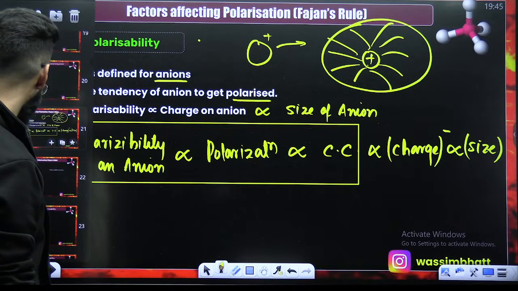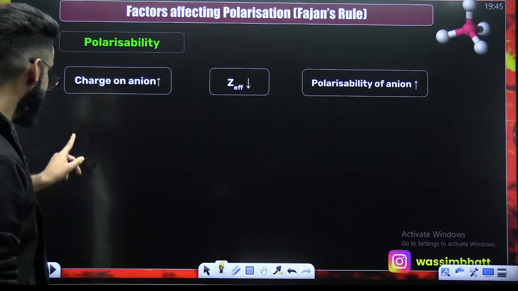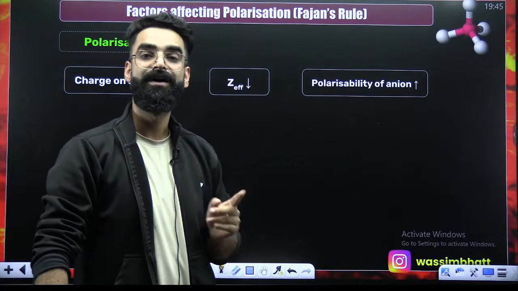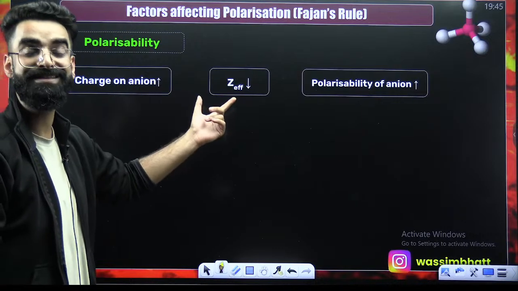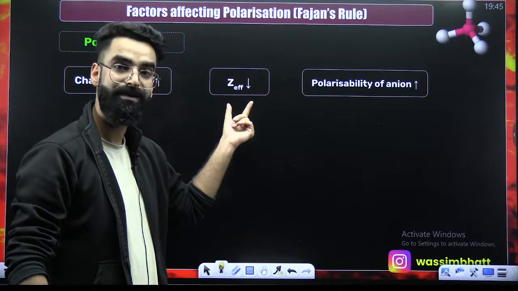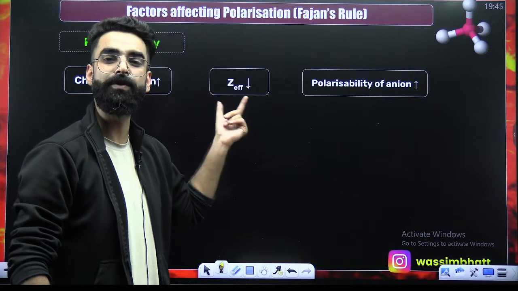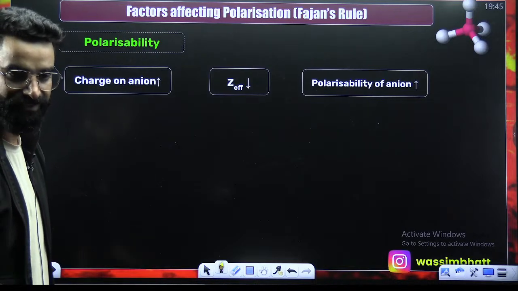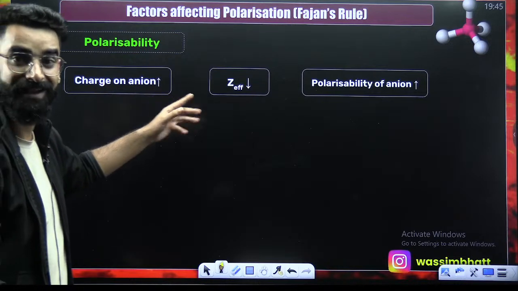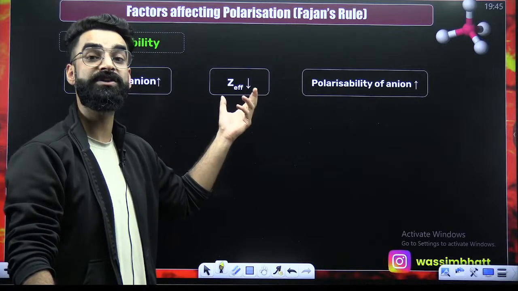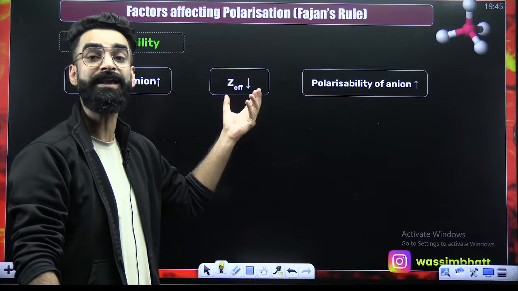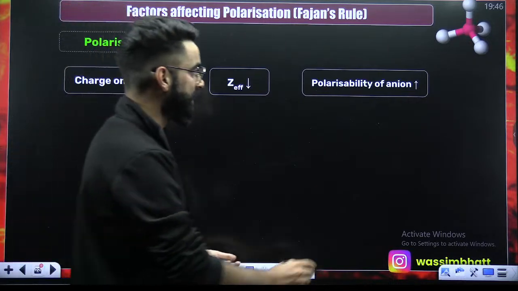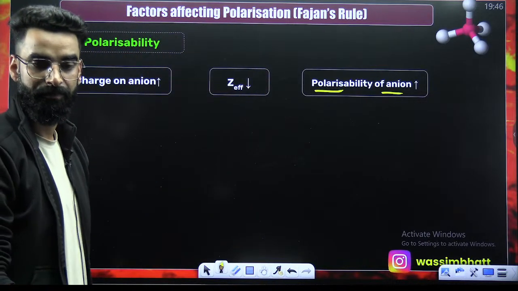Now, I believe this particular point is clear. More the charge on anion. I told you, polarizability of anion depends on two factors. One is size of anion, one is charge on anion. The more the charge on anion, the lesser is going to be its effective nuclear charge. Look at this particular statement properly. More the charge on anion, lesser is going to be the effective nuclear charge of anion. If the effective nuclear charge of anion is lesser, that means the nucleus of the anion will not firmly hold its electron cloud. That means its electron cloud can easily get distorted. That means its polarizability is more. Right? Perfect. As simple as that.